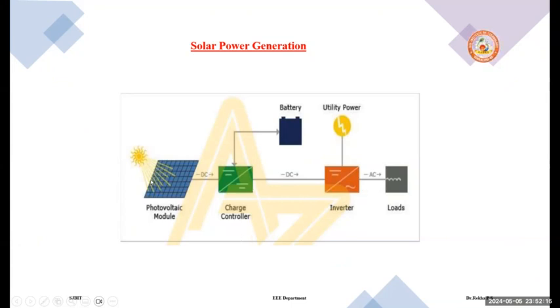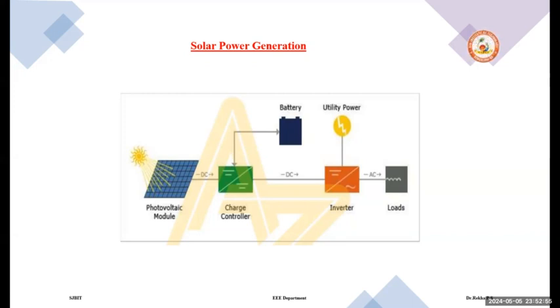Now, what does the PV panel do? Its main function is to convert the energy of sunlight directly into DC electricity. What does the battery charge controller do? Its function is to increase the life of the storage battery, and it prevents the battery from overcharging as well as from over discharging.